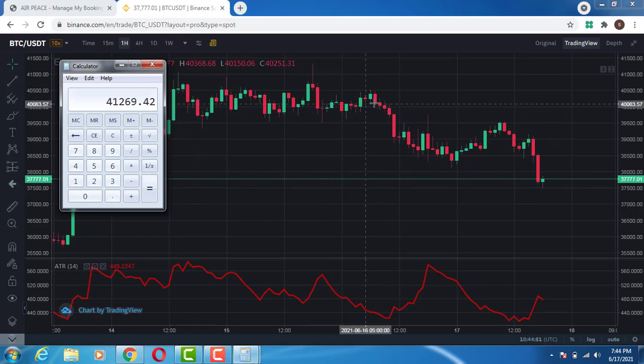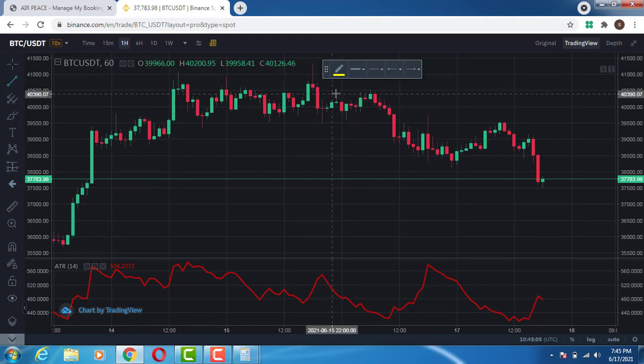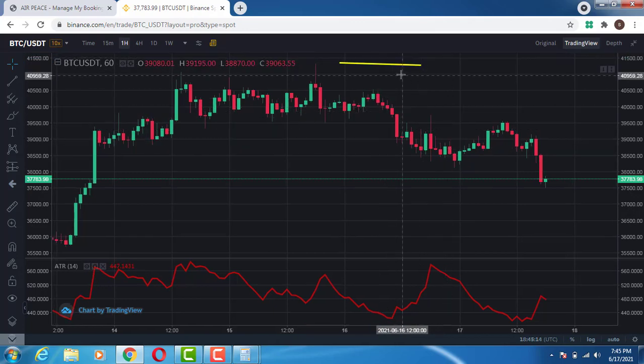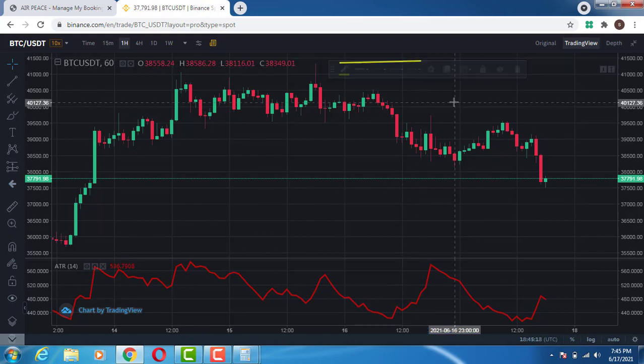This is the value. This is 41269.42. So my ideal stop now will be this very value, which is around this area, around 40269. Okay, this is this area. So I can simply go and put it there, and then shift this to this level. Okay, around this area, this is where my stop loss needs to be.